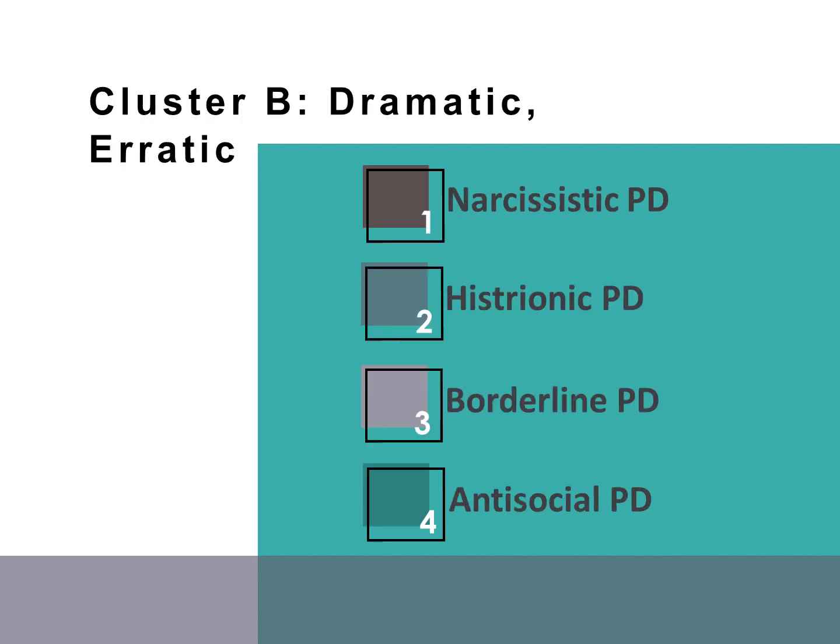All right. Cluster B deals with dramatic and erratic personalities, and there's four there. The first one being narcissistic personality disorder. This one, again, is probably fairly self explanatory. If you just think about what it means to be a narcissist, that's your narcissistic personality disorder. So these are people who are very self absorbed, think they're just God's gift to the world, that they're the greatest thing ever. They know everything. Nobody else knows anything. They're always right. Everybody's always wrong. That's a narcissistic personality.